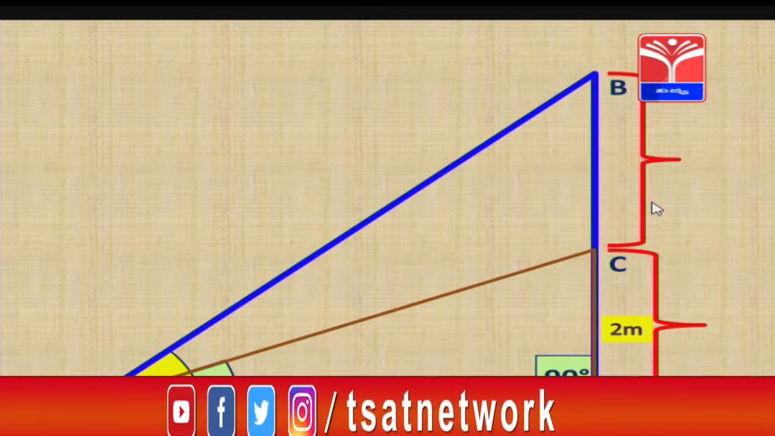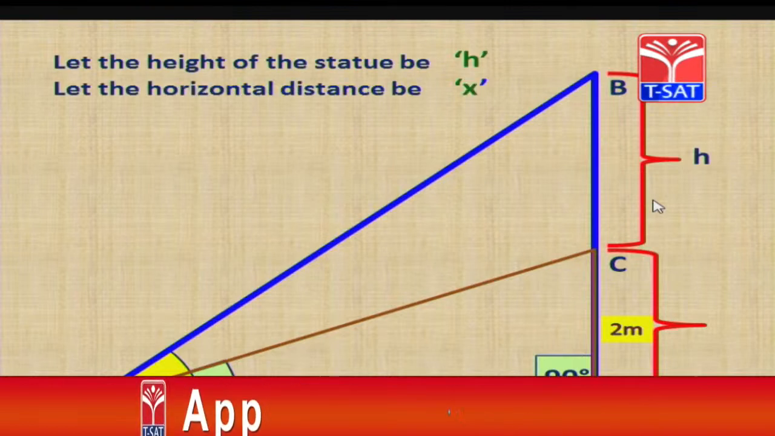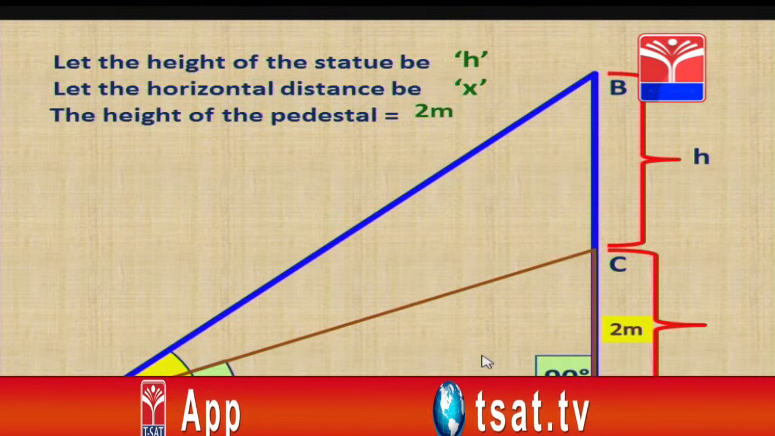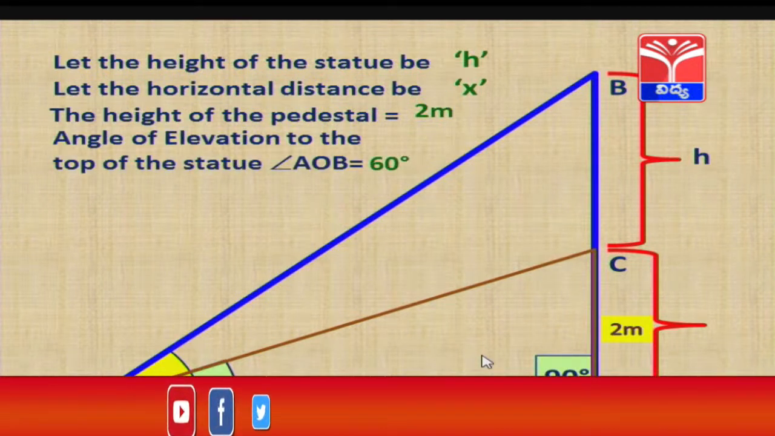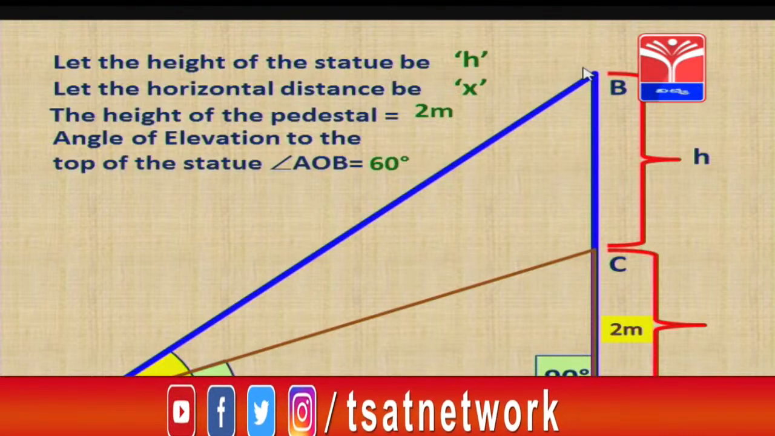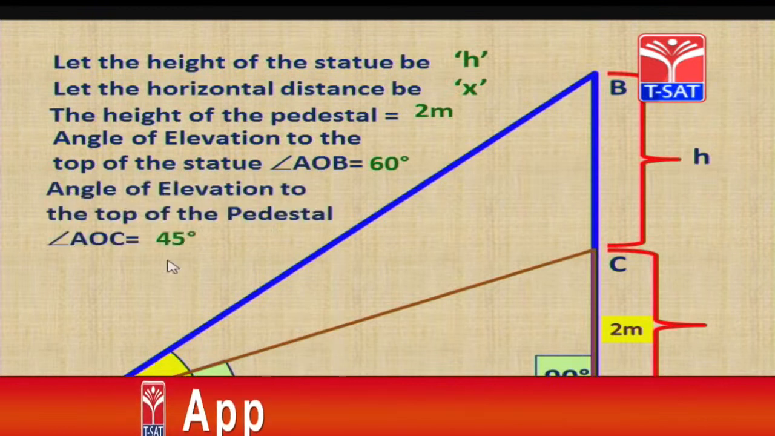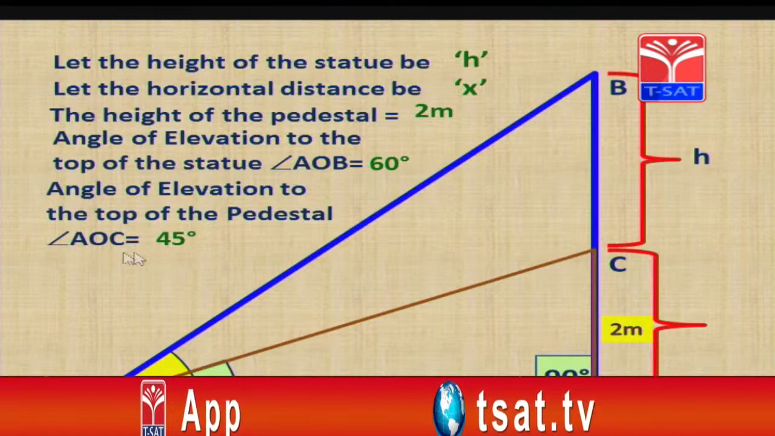So, here let me say the height of the statue is h, let the horizontal distance be x, the height of the pedestal is equal to 2 meters, the angle of elevation of the top of the statue, that is angle AOB, is 60 degrees here, yellow color, is that right. The angle of elevation of the top of the pedestal, angle AOC, is equal to 45 degrees.